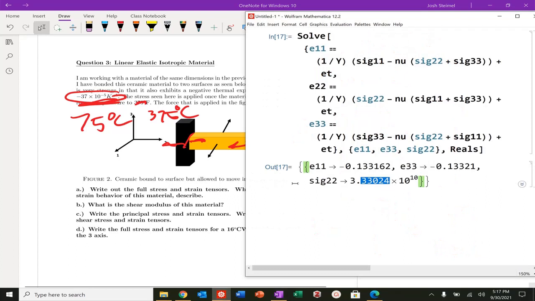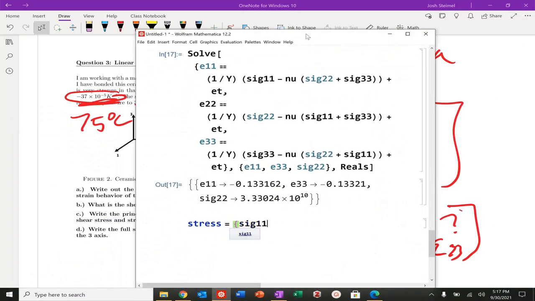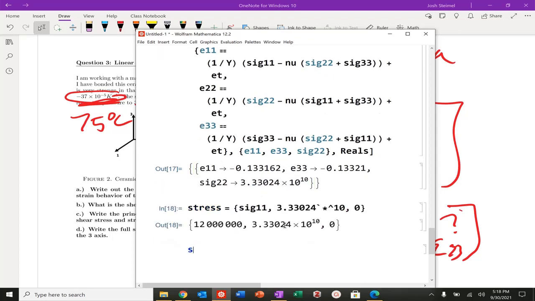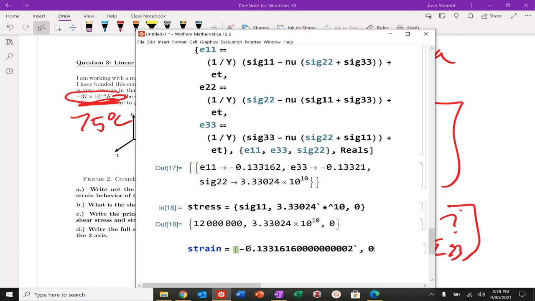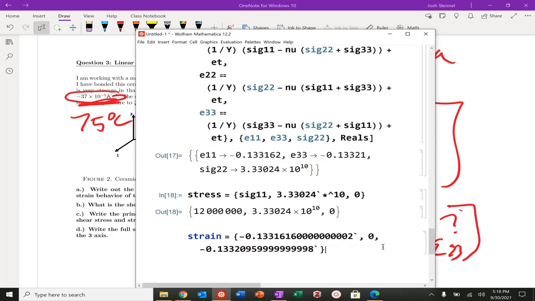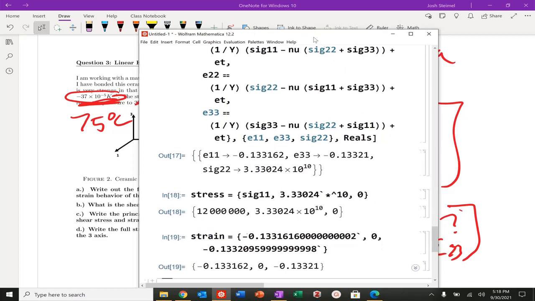So it kind of makes sense. So my full stress and strain: my stress is equal to sig 11, what's my sig 22, which is this, and then I've got my sig 33, which is 0. For my strain, that's equal to this, no strain in the 2, but there is a strain in the 3, which is this. So I've got plane stress and plane strain, although in different planes.